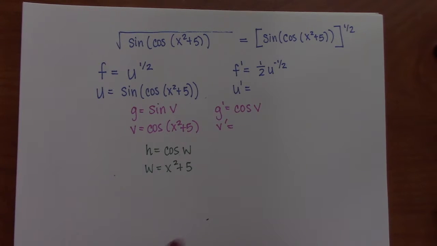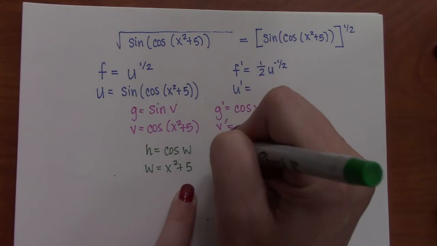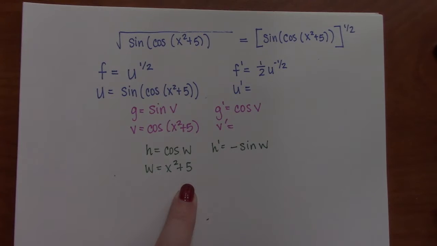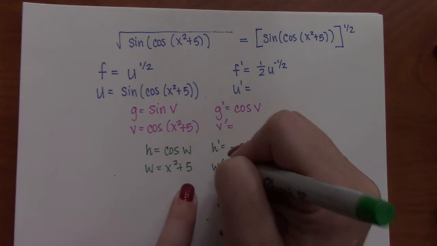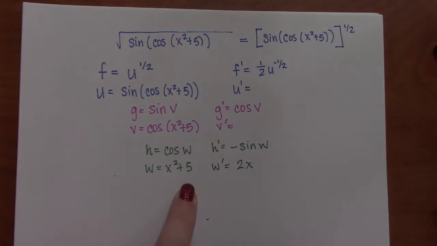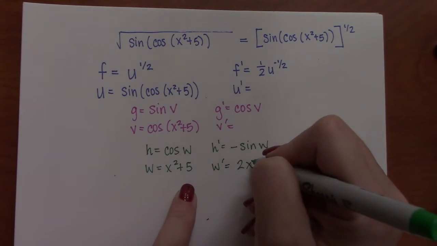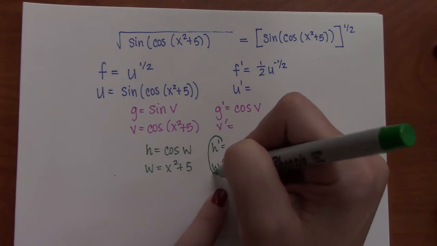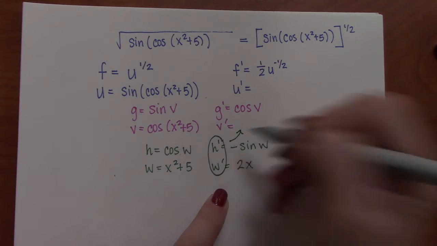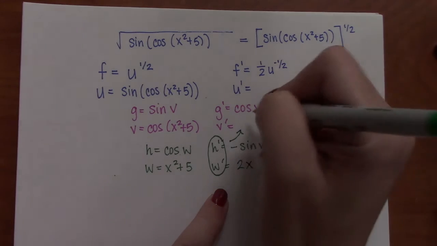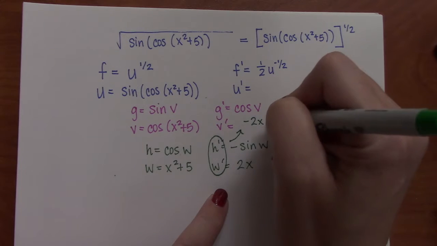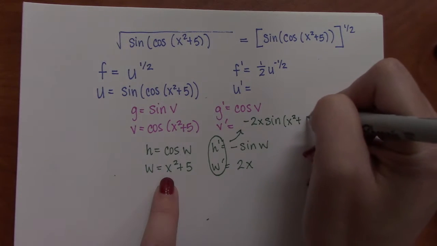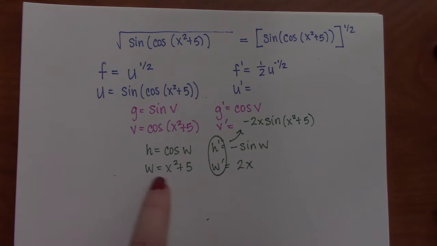I don't want to deal with that yet. So here, if I want h prime, the derivative of the outside function is sine of w, and the derivative of w, oh, finally I can do that. I don't have to keep punting. So now, if I want to build my way back up, this times this goes here. So negative 2x sine of w, which was x squared plus 5.